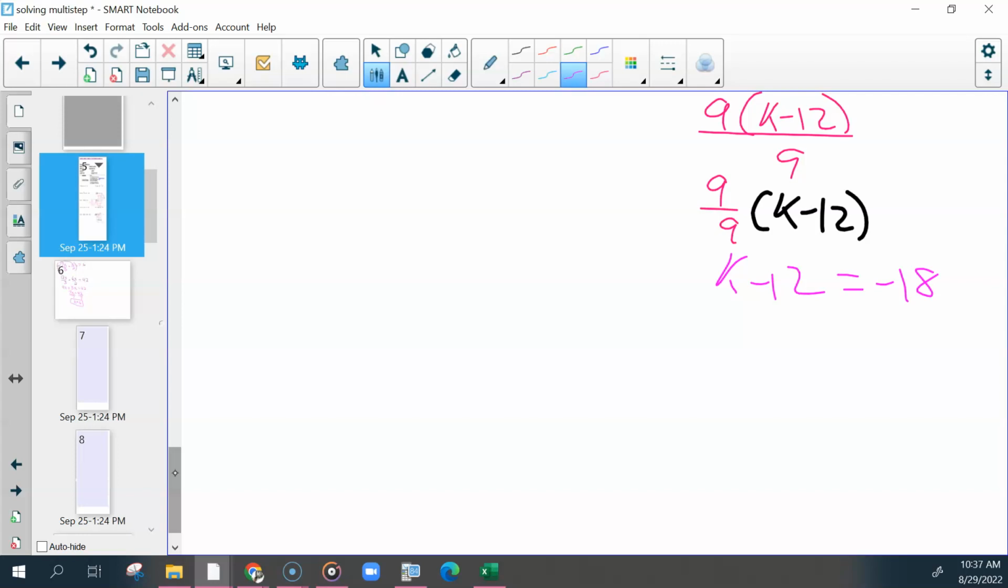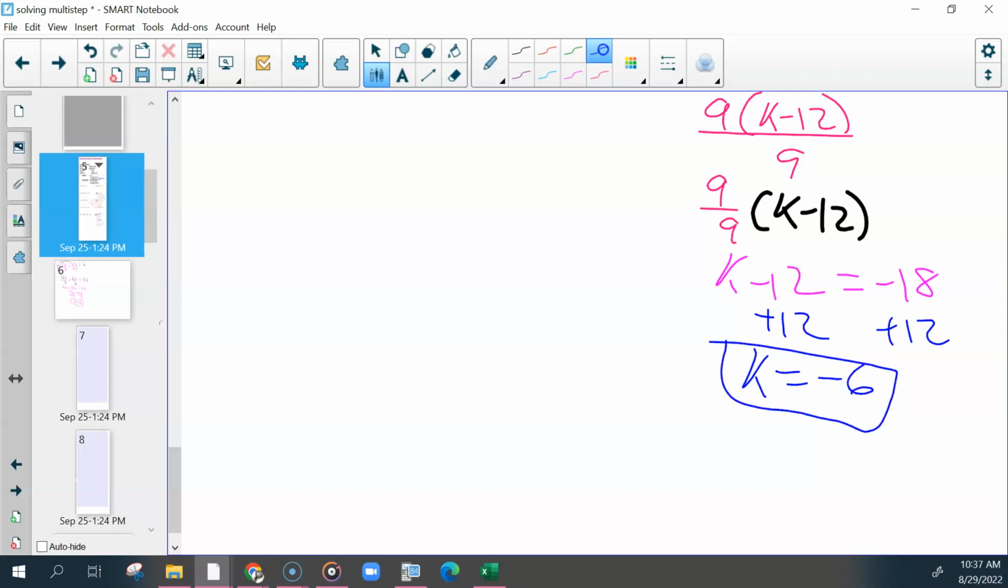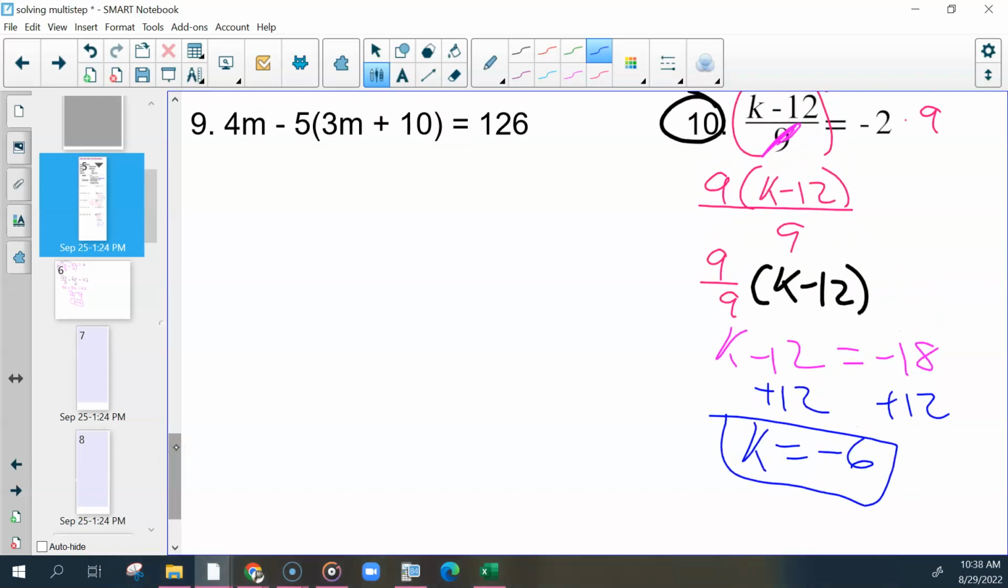Okay. This one, now we just gotta get rid of the 12. By doing what? So our k value equals negative 18 plus 12. Does it make sense? We did not do this for the last couple, but I'm going to go back and do this for this one. We put this back in here.